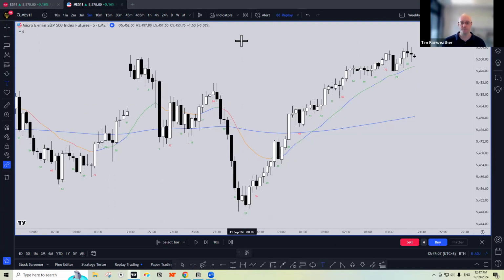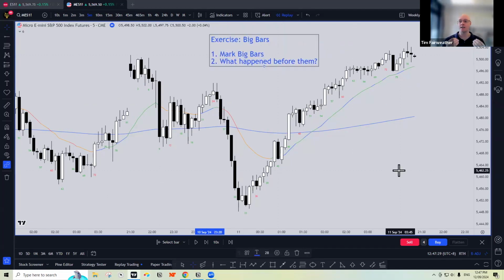So step one, this exercise is called big bars. This exercise is super simple, but super valuable. So what we're going to do is we're going to mark up all the big bars on this chart. What's big? Well, it's relative to the size of the bars next to it. So let's just go through. Is that big? I think we've got them all.